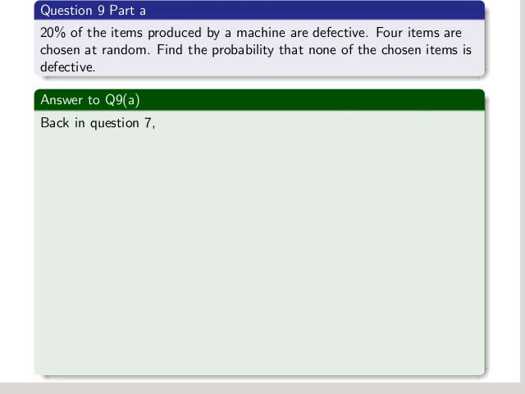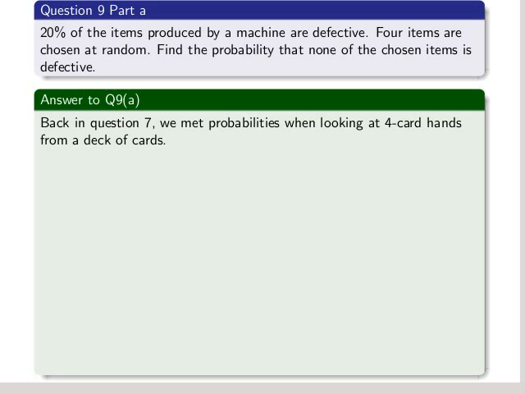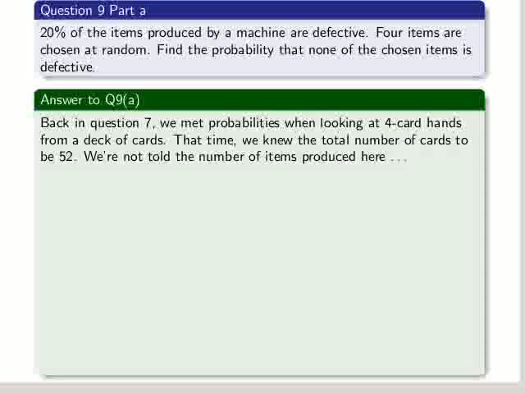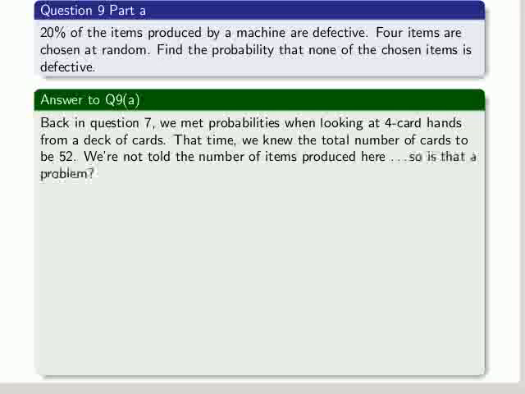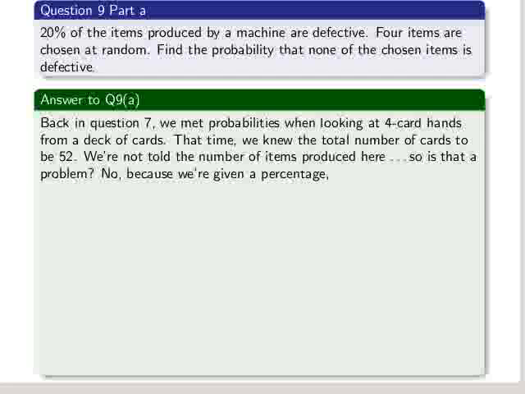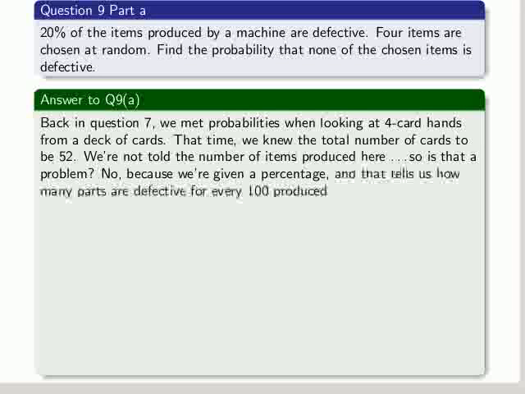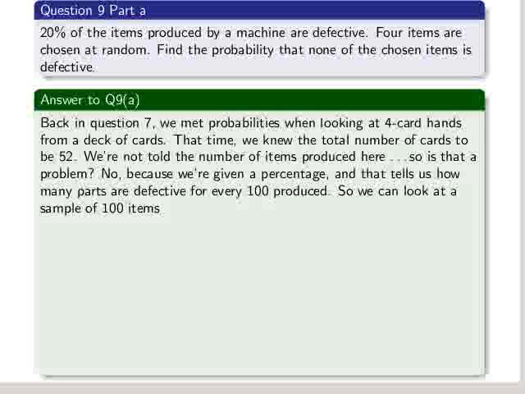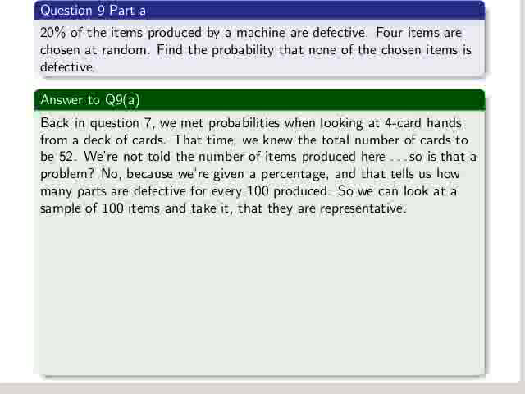Okay, back in question 7, we met probabilities when looking at 4 card hands from a deck of cards. That time, we knew the total number of cards to be 52. We're not told the number of items produced here. So, is that a problem? No, because we're given a percentage, and that tells us how many parts are defective for every 100 produced. So we can look at a sample of 100 items and take it that they're representative.